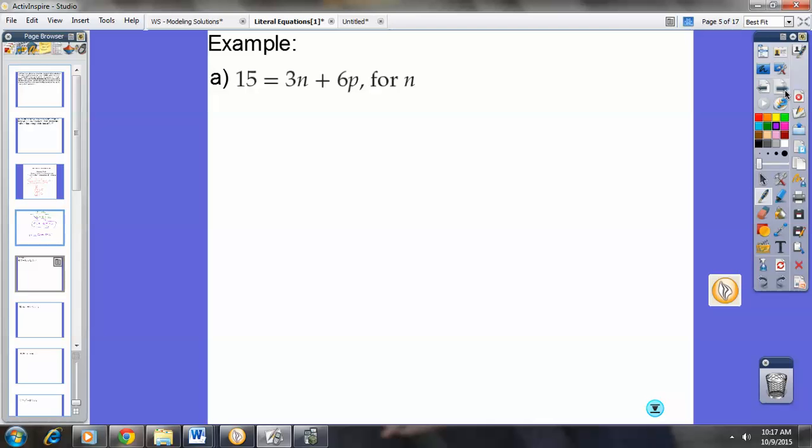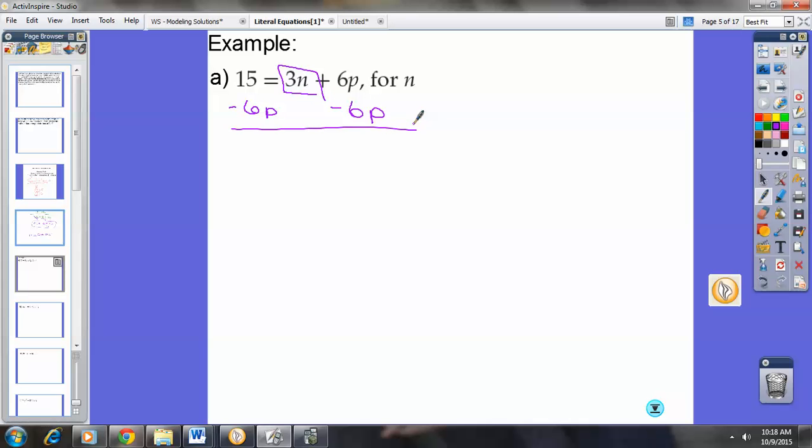Once again, it'll always tell you what variable to solve for, otherwise you wouldn't know. So let's put a box around that 3n. Remember, that means we're not going to worry about that term. Let's save that for the end. So what other thing might I get rid of in this equation? Blake? 6p. And how could we get rid of that? Subtract it. Good, subtract 6p.